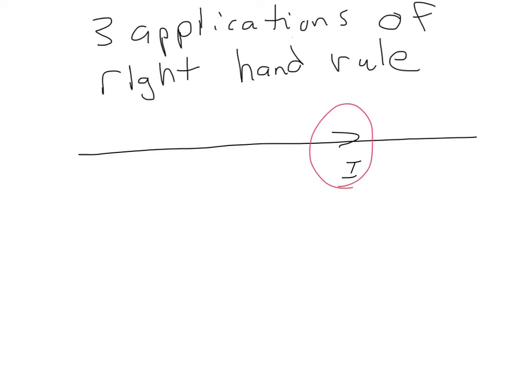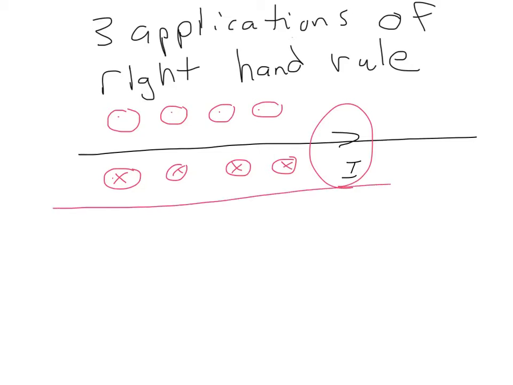What you're going to find is that your fingers are going to be coming into the page up here, and they're going to be pointed away down below the wire in this case. Of course, they would be in the opposite direction if the current were going in the opposite direction. So that's one application, and that is finding the direction of the magnetic field around a straight wire.